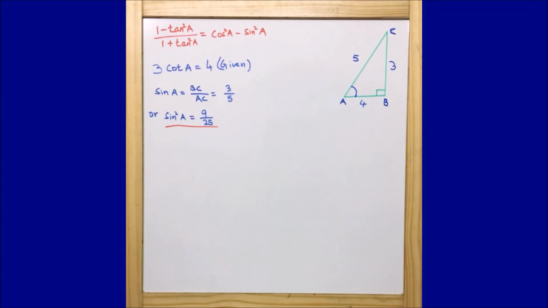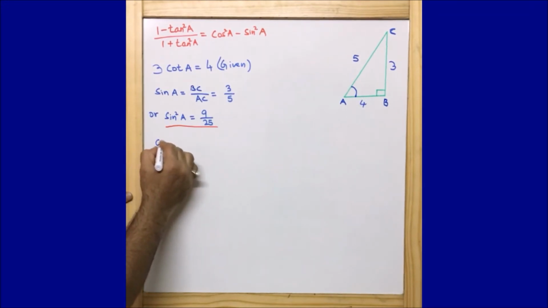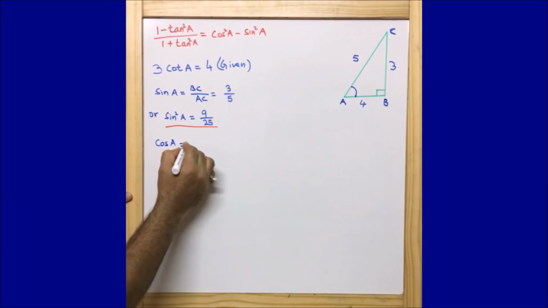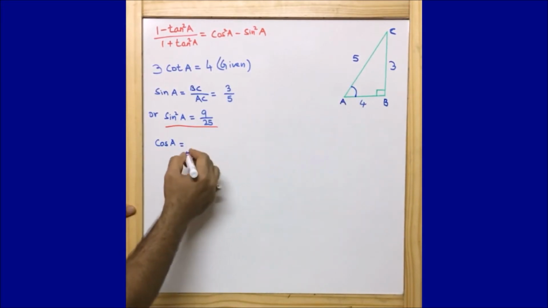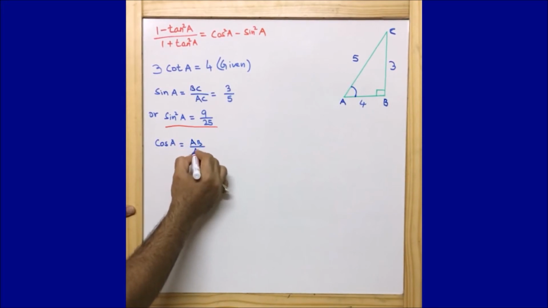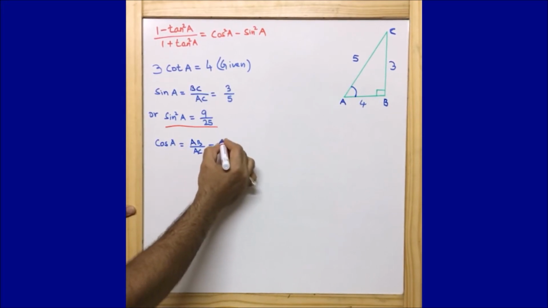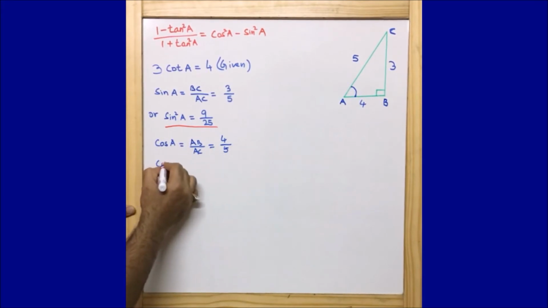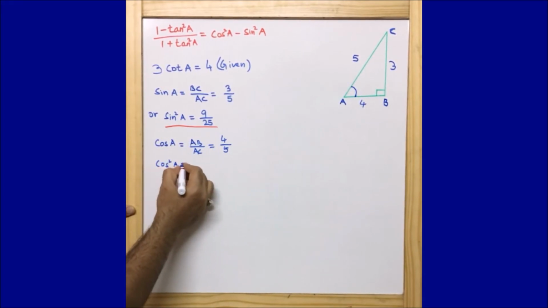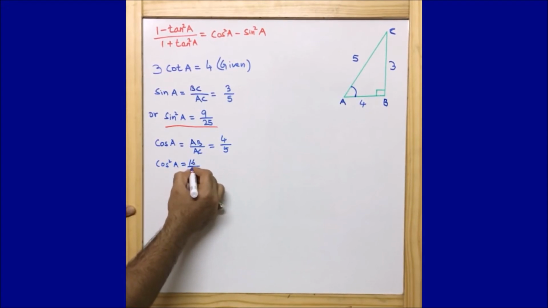Similarly, let us find out the value of cos A. Cos A is equal to adjacent side to angle A, that is AB, upon hypotenuse, that is AC, or I can write 4 upon 5. Similarly, I can write cos square A is equal to 16 by 25.